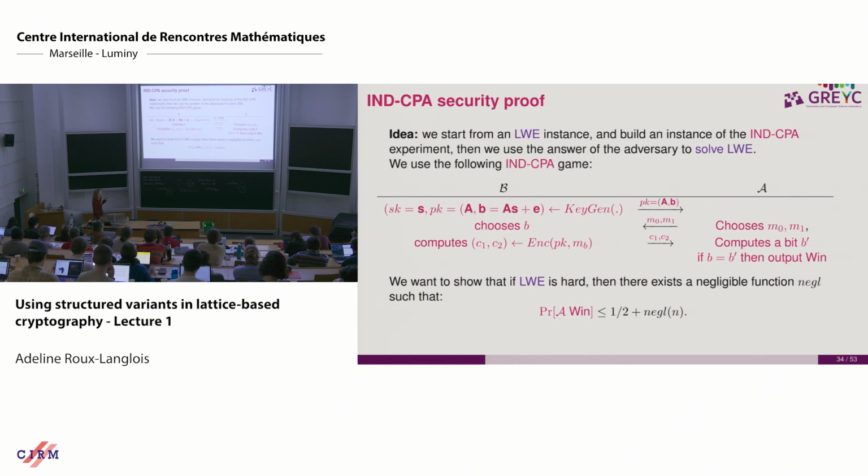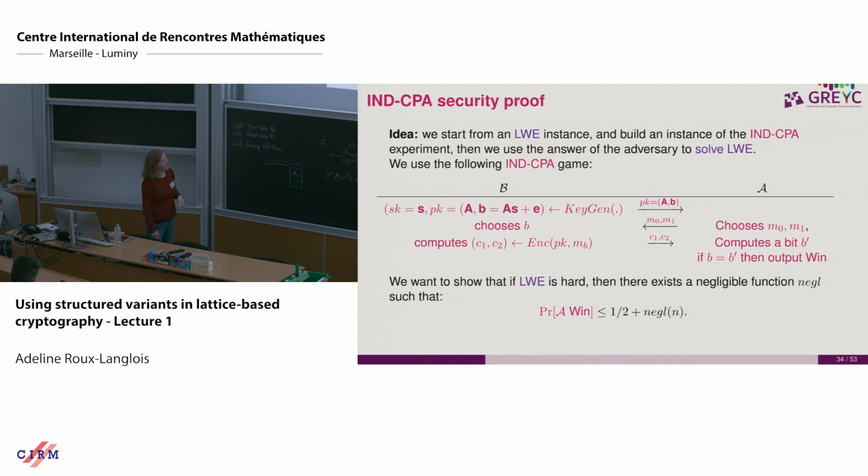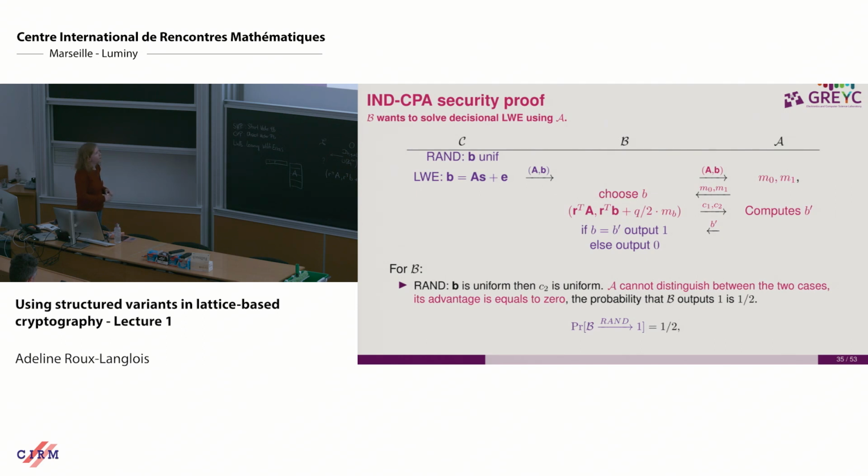So it's a bit different from what I defined before. I use another way of defining this security. Now I say that if A wins with probability less than 1/2 plus something negligible, then the adversary will not be able to attack the scheme. So it's just the same game, but written a bit differently.